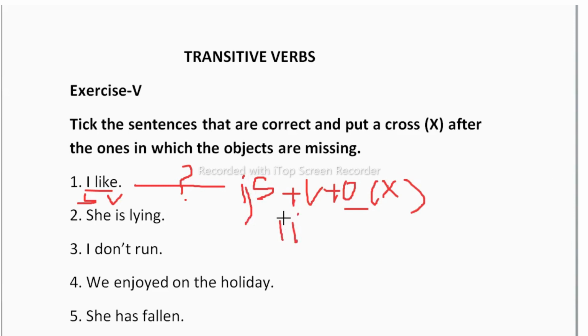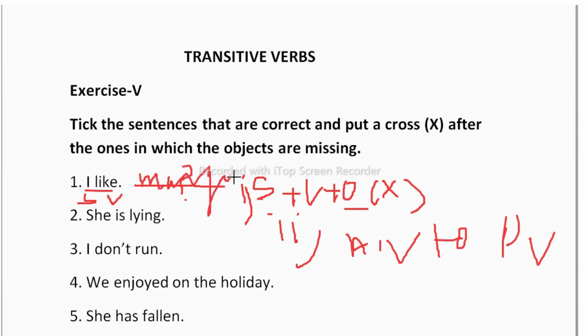The second trick is that you have to change the given sentence from active to passive voice. Now suppose I say, I like mango. This mango I can change into passive voice. How? Mangoes are liked by me. So definitely it will be a transitive sentence, because we can change it from active to passive voice. I like mango changes in passive voice to mangoes are liked by me.